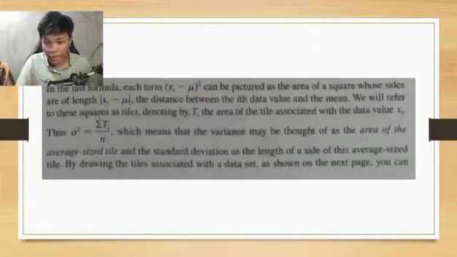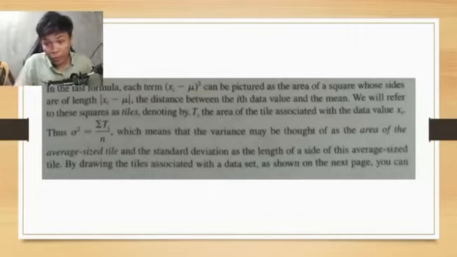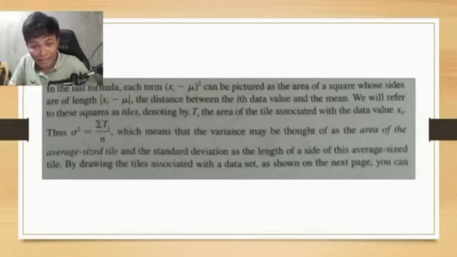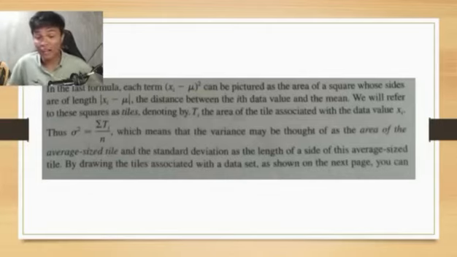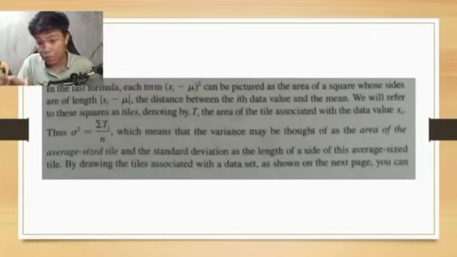In the last formula, each term can be pictured as the area of a square whose sides are of length the distance between the ith data value and the mean. We will refer to these squares as tiles. So itong mga ito, nire-refer ito as tiles. So denoting by T the area of the tile associated with the data value x. So lagi nyo tatandaan yan, yung letter T, ang meaning yan, tiles. Mamaya may papakita ako sa inyong picture.